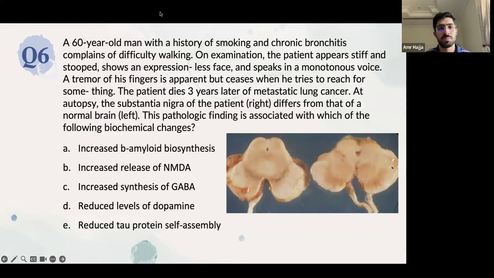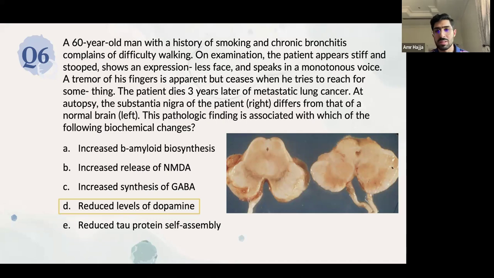A 60-year-old man with a history of smoking and chronic bronchitis complains of difficulty walking. On examination, the patient appears stiff and stooped, shows an expressionless face, and speaks in a monotonous voice. A tremor of his fingers is apparent but ceases when he tries to reach for something. The patient dies 3 years later, and the answer is exactly. The answer is D, reduced levels of dopamine.